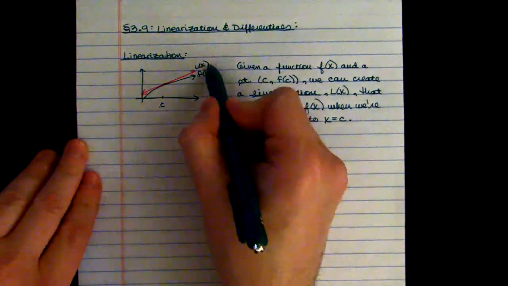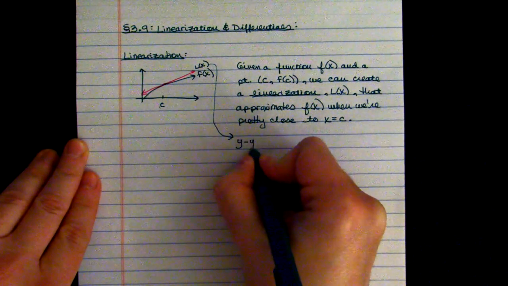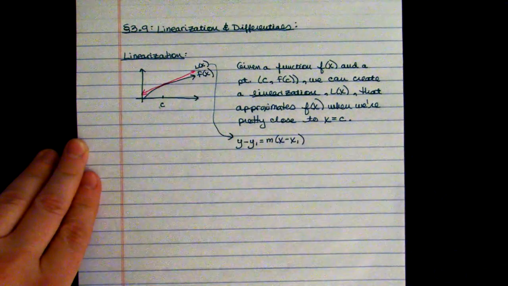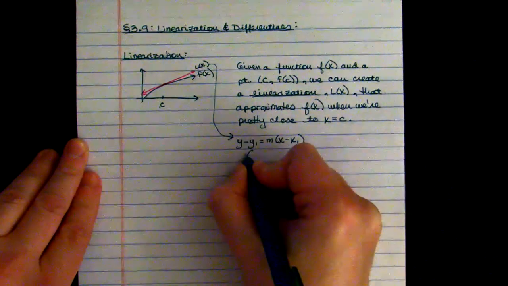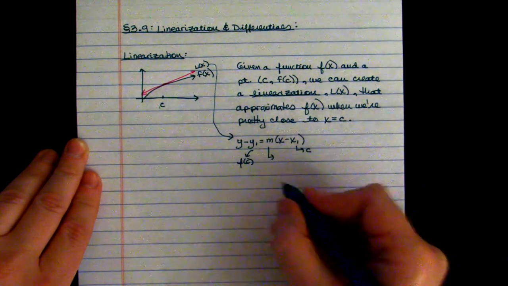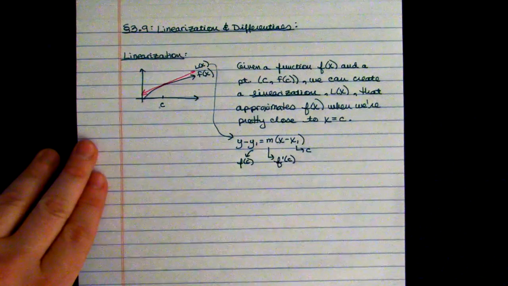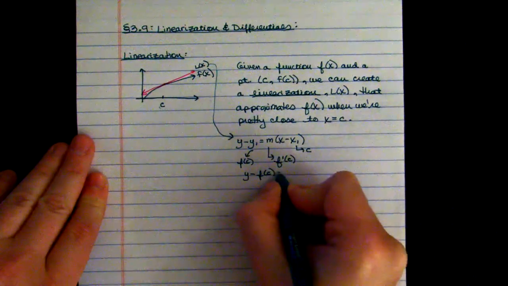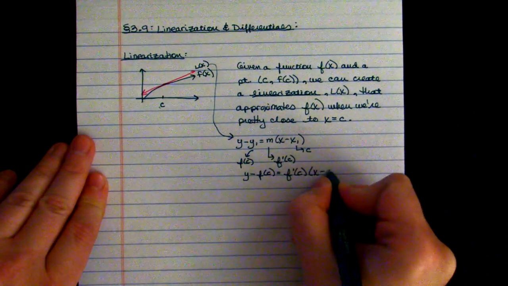I want to try to write a formula for my linearization. And I know it's a tangent line, so I'm just going to say y minus y1 equals m times x minus x1. Well, x1, that's c, and y1 is f of c, and my slope, I always get the slope from my derivative, so I'm going to make my slope f prime of c. So y minus f of c equals f prime of c times x minus c.